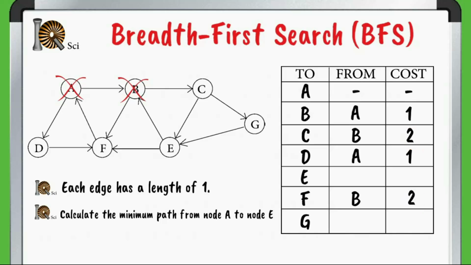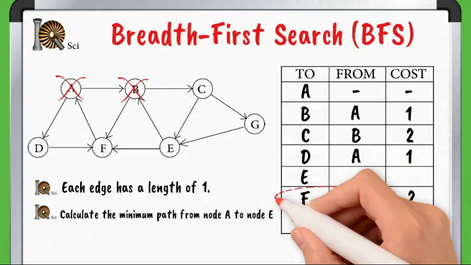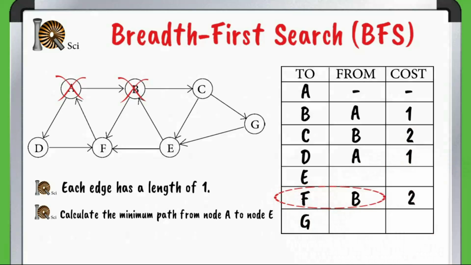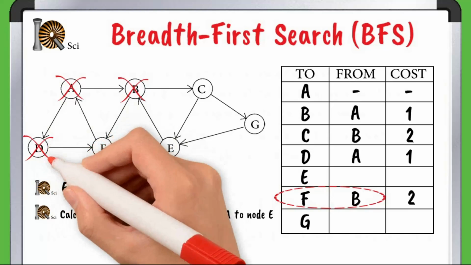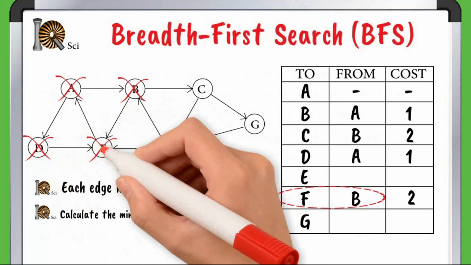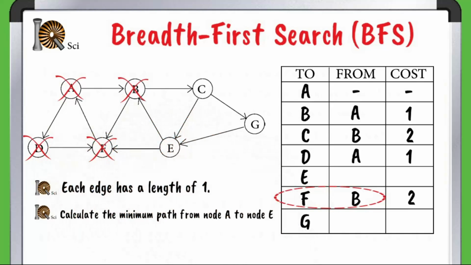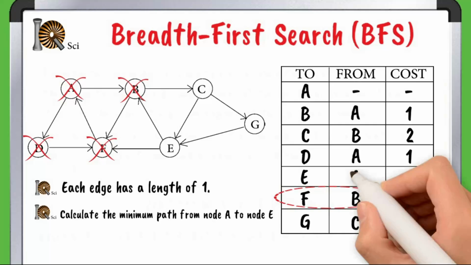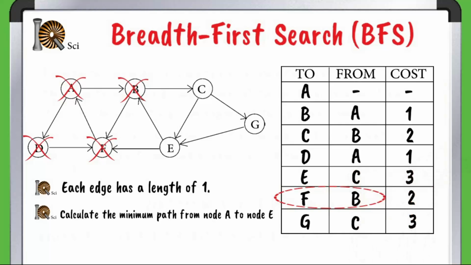Third, visit neighboring nodes of D, since F is already visited by B. So mark D as visited. Fourth, moving from F to other nodes is not possible, so mark F as visited. Repeat the steps for all nodes until each of them has been visited at least once. Mark nodes you considered visited.